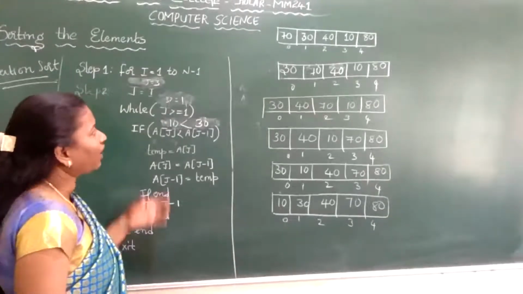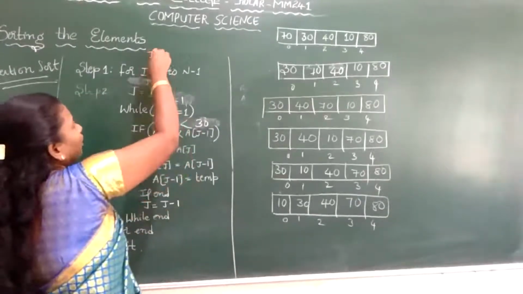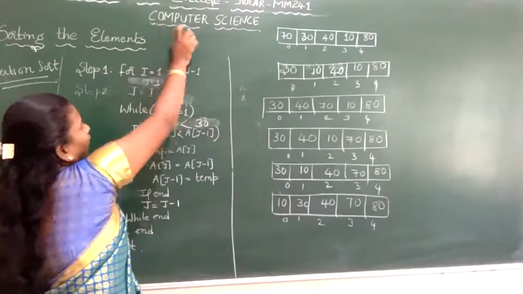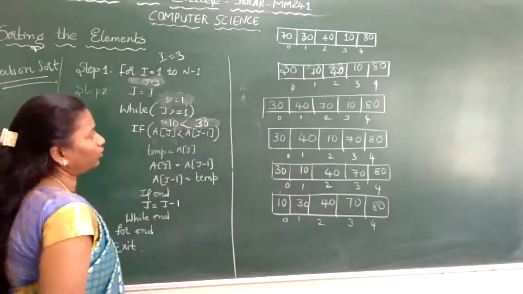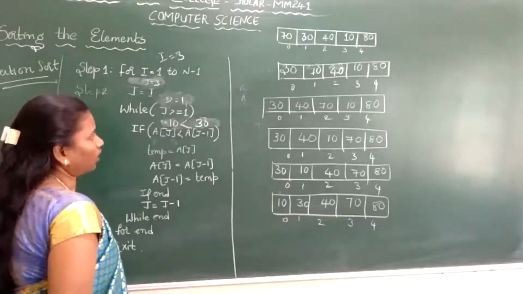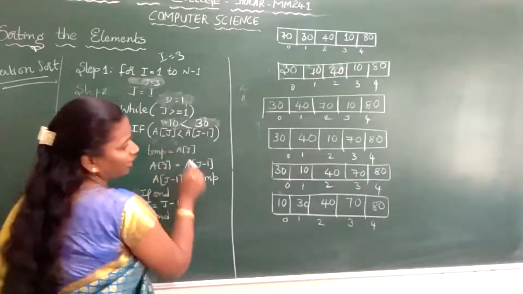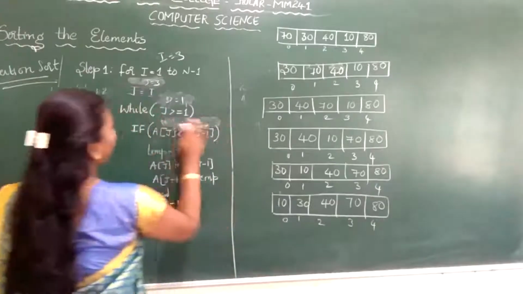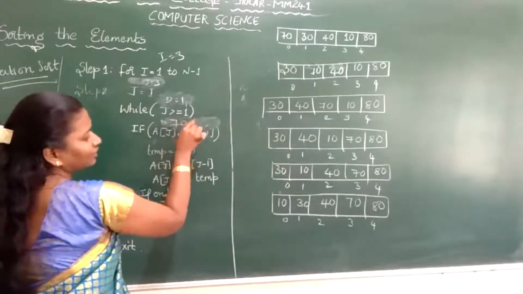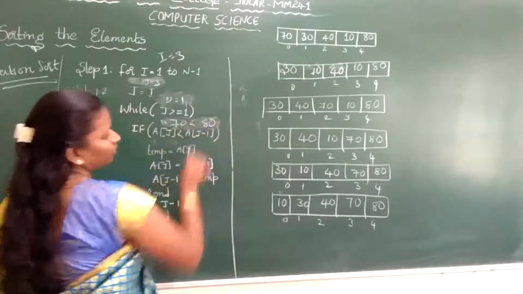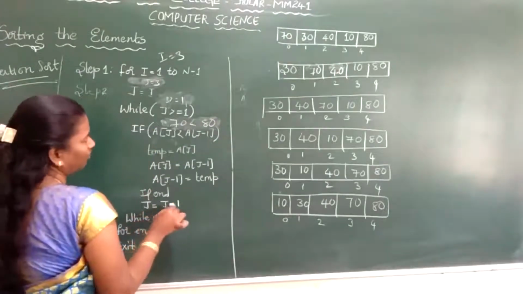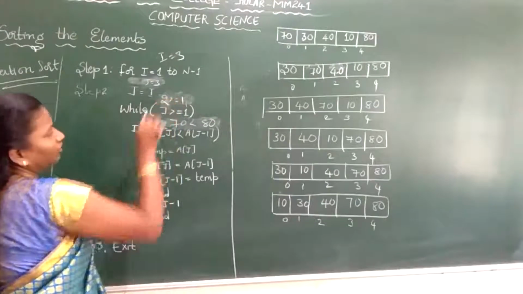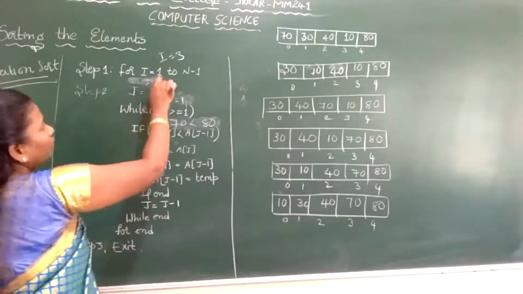Okay, now see, initially I implemented I value to 1, next to 2. Now your current I value is 3. When I increment, I value is equal to 3, and 3 is greater than or equal to 1. Yes. What is A of 3? A of 3 is 70. Is 70 less than 80? Yes, 70 is less than 80. Condition fails. j will become j minus 1. Then 3 will become 2. Now j value will become 2.